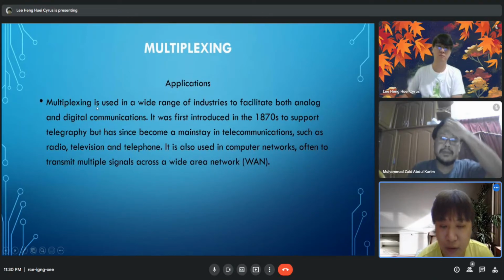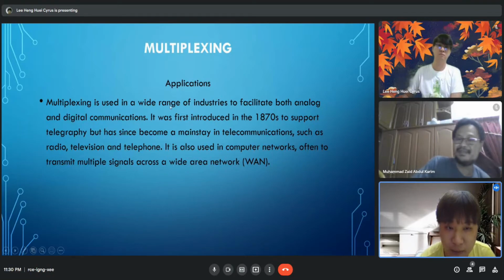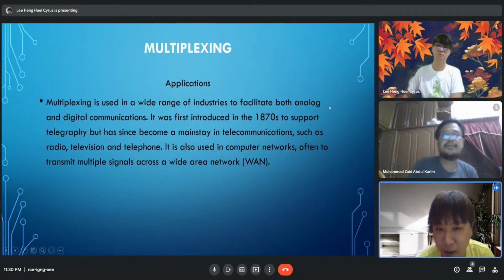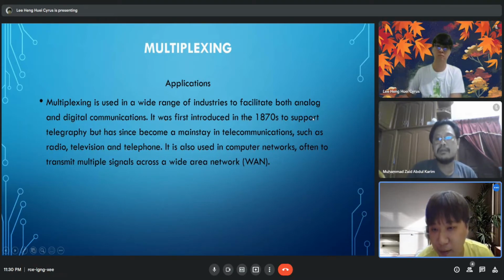This is the application of the multiplexing types. As we know, it is used in industry and in both analog and digital communication, and it was first introduced in the 1870s to support the telegraph, but now has become mainstream in telecommunications such as radio, television, and telephones for our communication use, and even computer networks. Next.